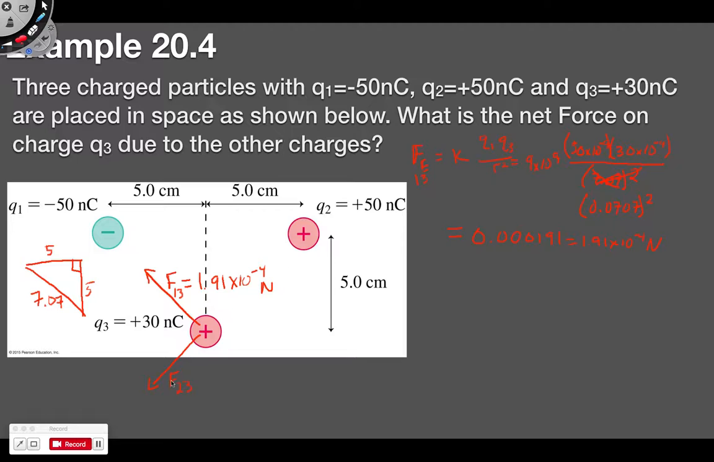Now I got to go do force of Q2 on Q3. This is a push force there. But if I pause for a second, it's going to be the exact same equation because this is 50 nano and this is 30. The direction's different, but I already got that noted here. I don't like putting it into this equation. So this is going to be that same value. So I know that the force of 2 on 3 is also 1.91 times 10 to the negative 4th newtons. So I know both of those. But I can't add them together like I did in part B of that last problem, because they're actually at angles.